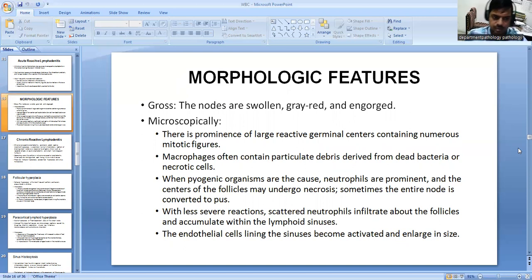Sometimes the entire node is converted to pus, with a less severe reaction described as a neutrophil infiltrate. The follicles are equated with lymphocytosis. The endothelial cells lining the sinuses become activated and enlarged.